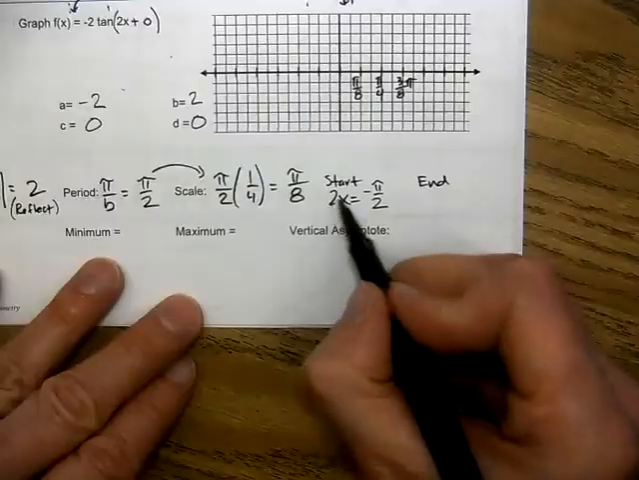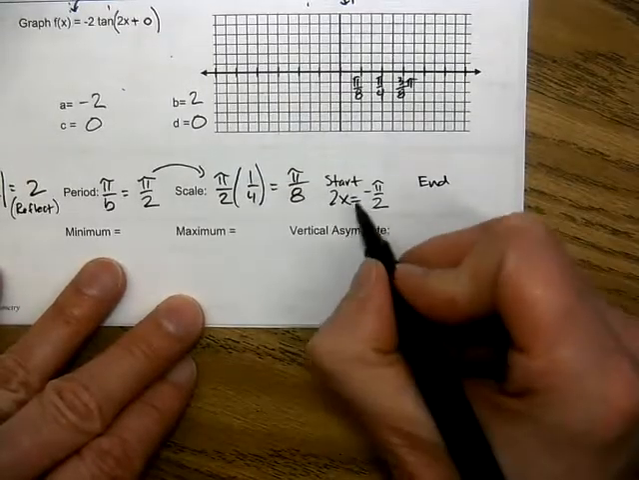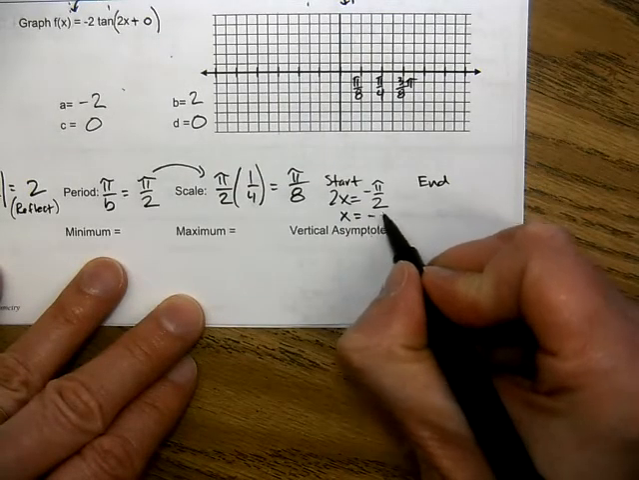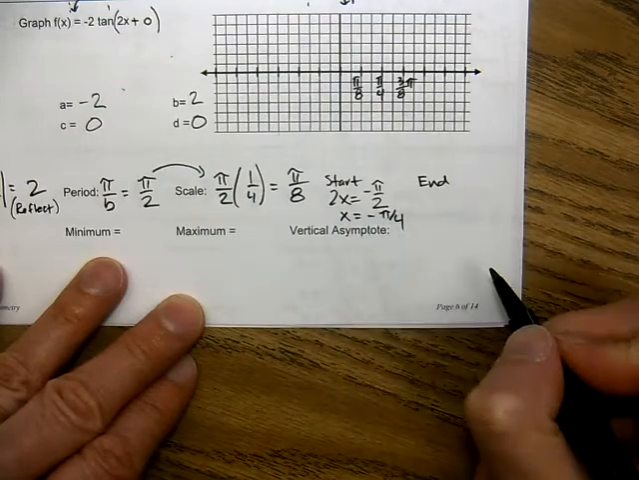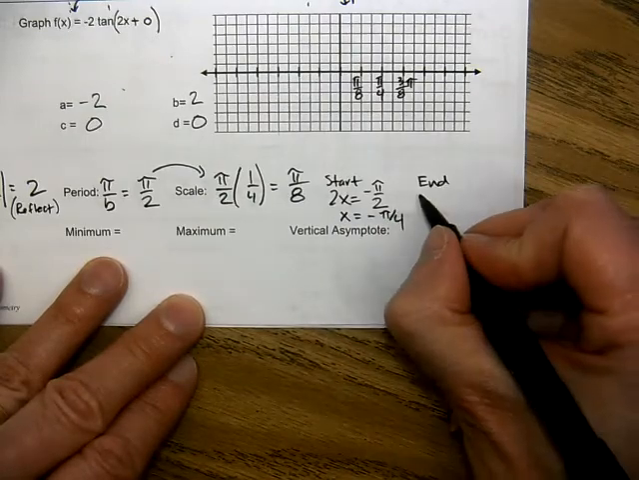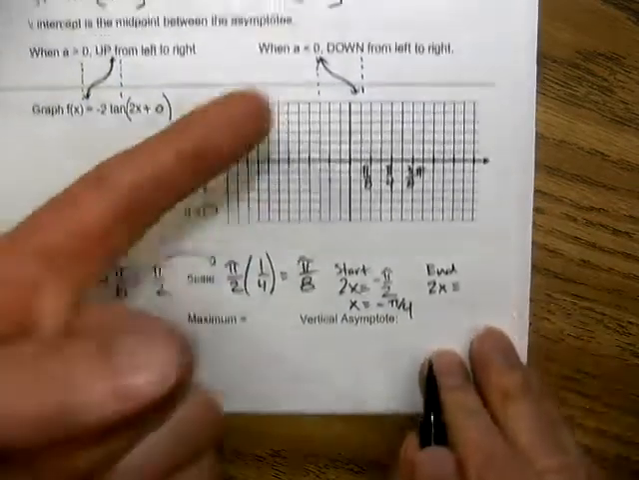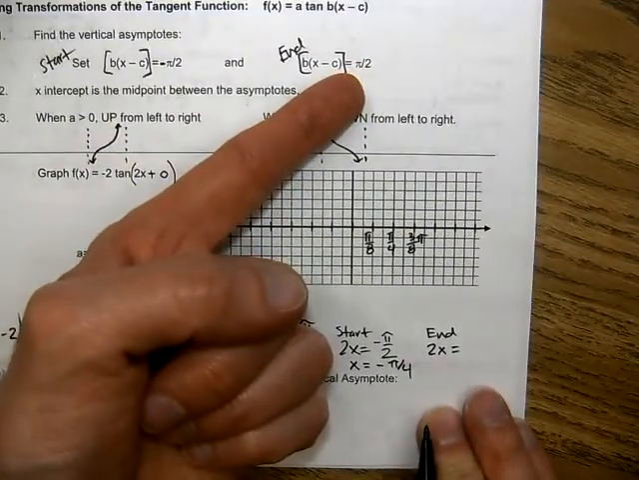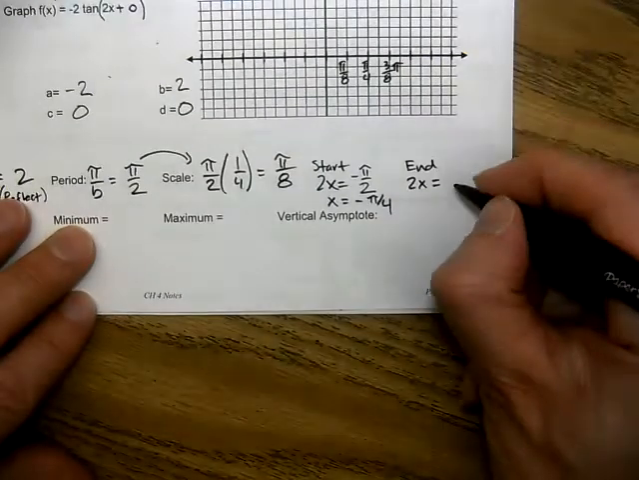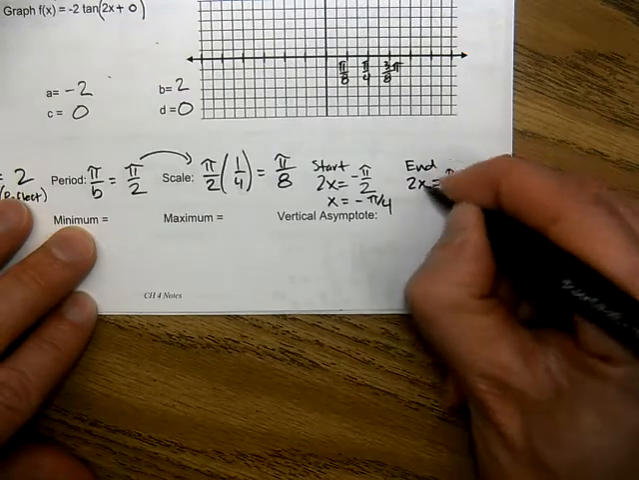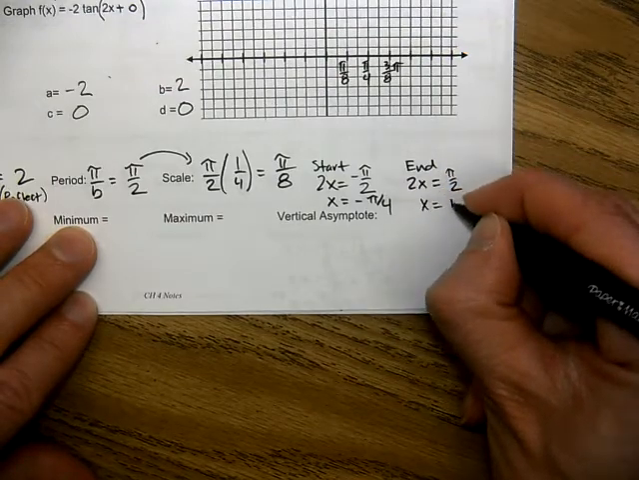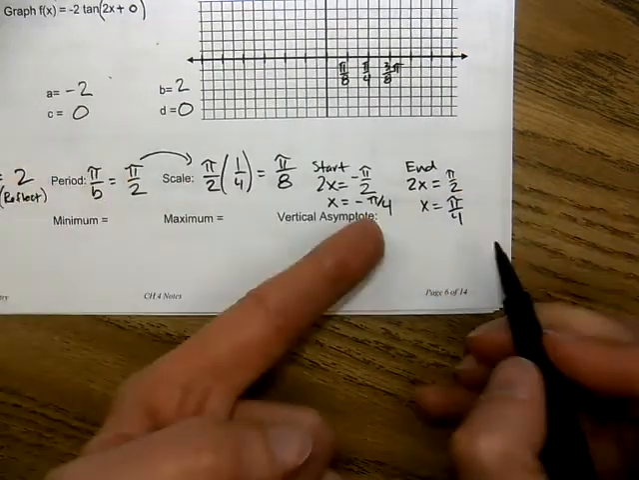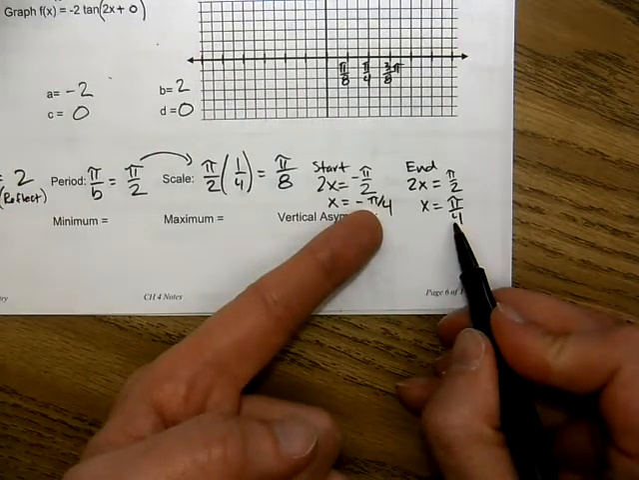So we're going to divide both sides by 2 to isolate the variable. So that gives us x equals negative pi over 4. To find the ending value, again, we take the 2x and we set it equal to positive pi over 2, because that's where the tangent function normally ends. Divide both sides by 2 to isolate the variable, we get positive pi over 4. So we're going to start and stop at these values.